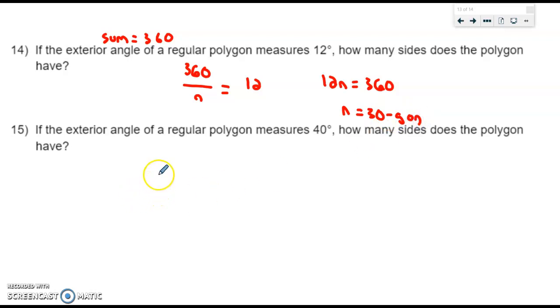Okay. Same idea here. In this case, I know that all the exterior angles have a value of 40. So 360 divided by something is going to equal 40. So when I look at this, I got 360 equals 40n, and it looks like the number of sides is 9.